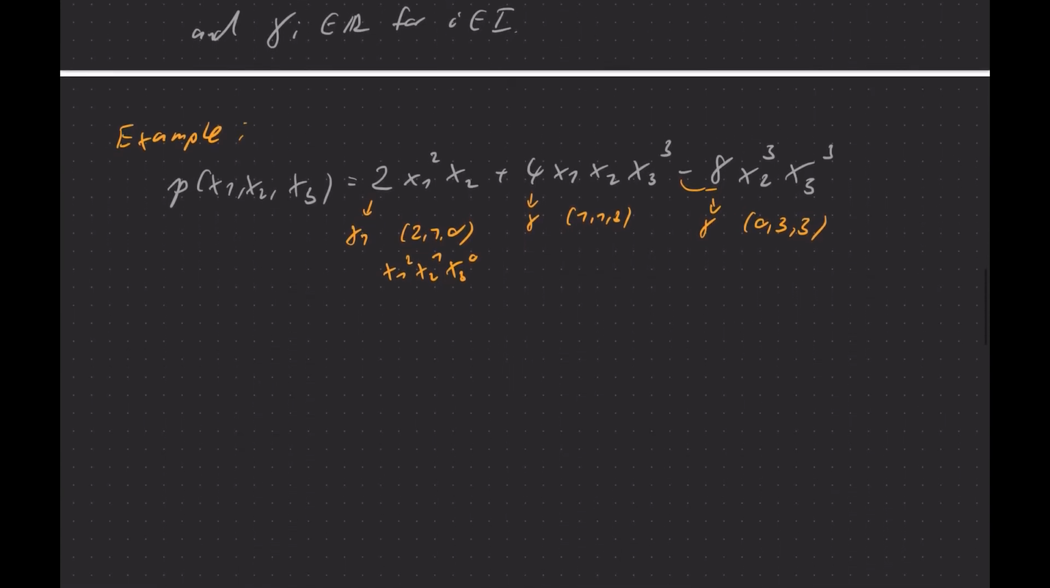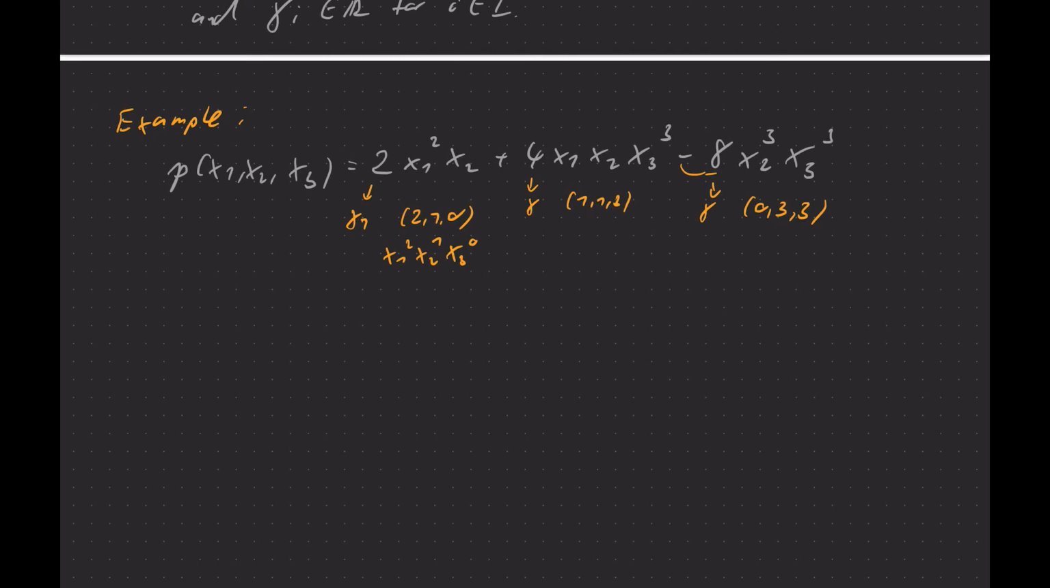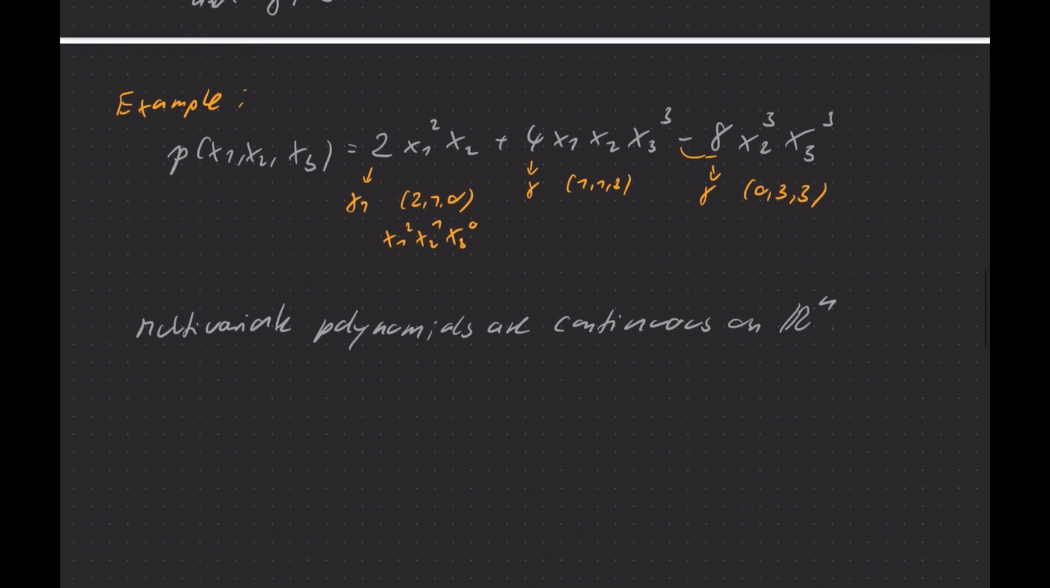Okay, and what we can say is that multivariate polynomials are continuous functions on R^n. That's why we're talking about those in this chapter. Multivariate polynomials are continuous on R to the n. And the reasoning is similar to the one that we've just seen. First reason: a multivariate polynomial is a sum of simpler functions, the so-called multivariate monomials.